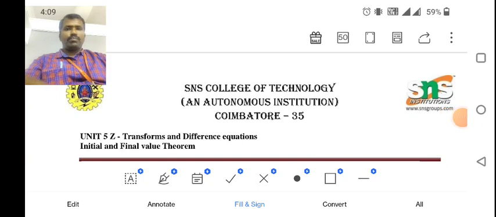Good morning. Already we have seen the Z-transform basic formulas, basic problems, definitions and properties also. Next, we are going to see the Z-transform and difference equations, and the initial and final value theorem.